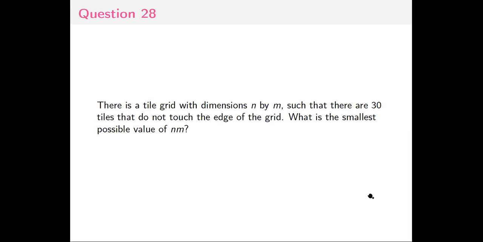There is a tiled grid with dimensions n by m, such that there are 30 tiles that do not touch the edge of the grid. What is the smallest possible? Richard. That is incorrect. Wait. Give me a moment. I think there might be something wrong with the answer key. Yeah, never mind. I'm sorry, but it's wrong. Time. The correct answer was 56. Okay. Next question.